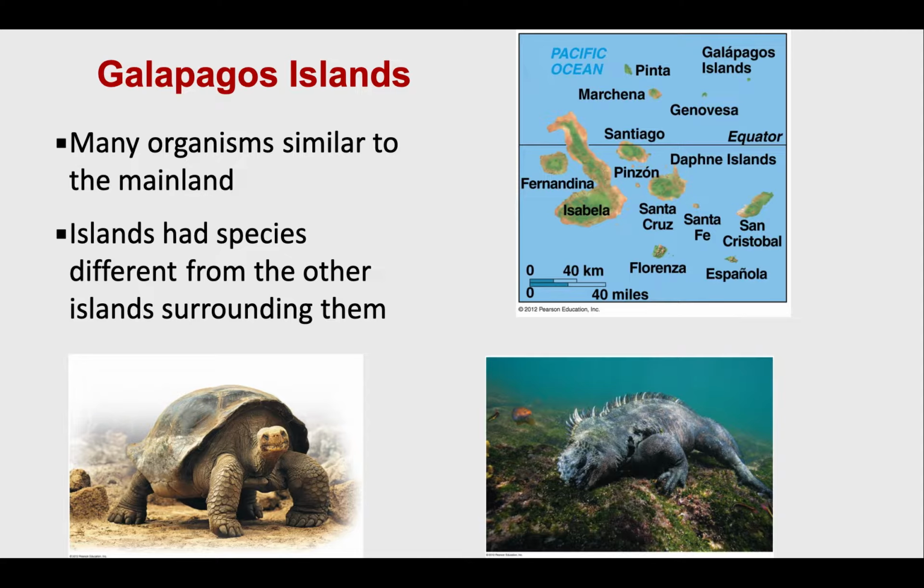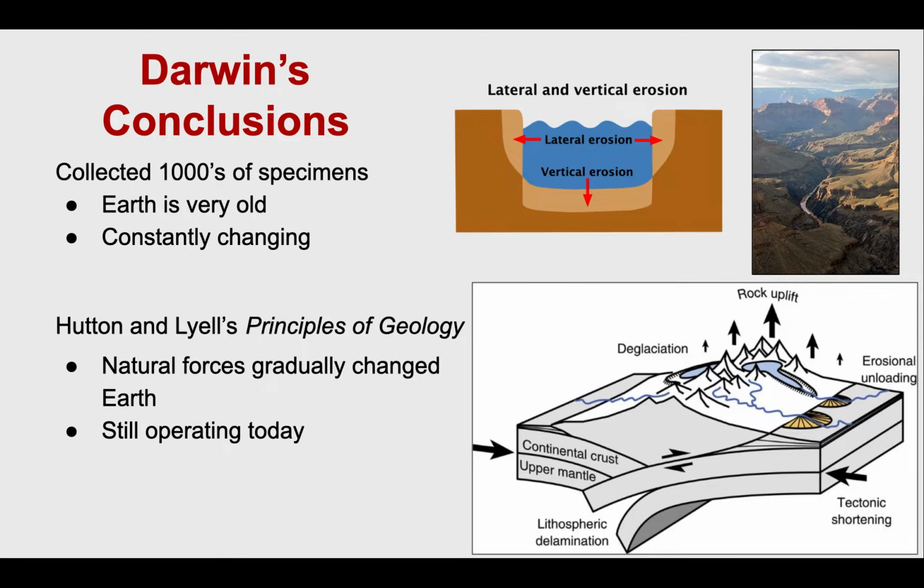Now he made other observations as well, such that organisms were similar to the mainland of South America. He might have noticed that the turtles he observed on the islands looked similar to the turtles that he found on the mainland. But he also noticed that each island had species different from the other islands surrounding them. So different islands had different species. And this led him to some pretty big conclusions.